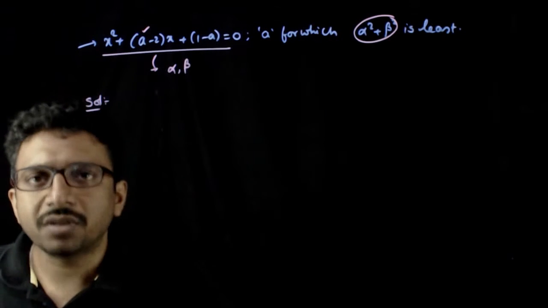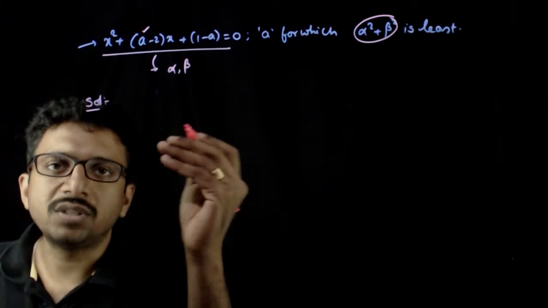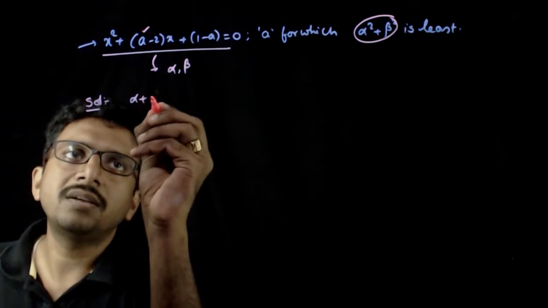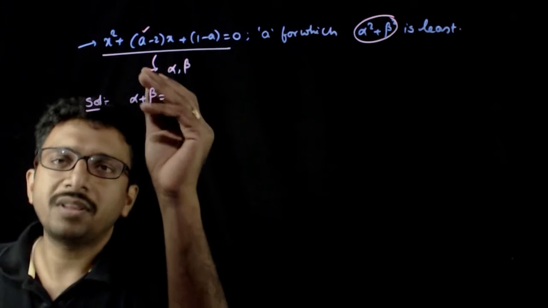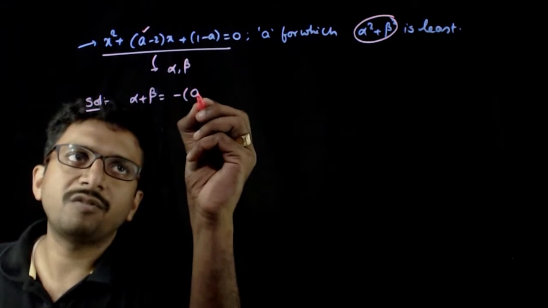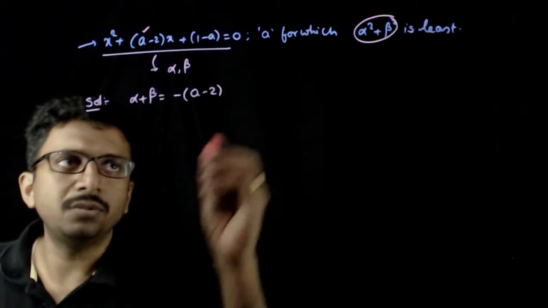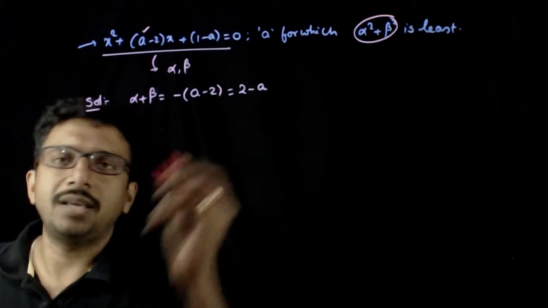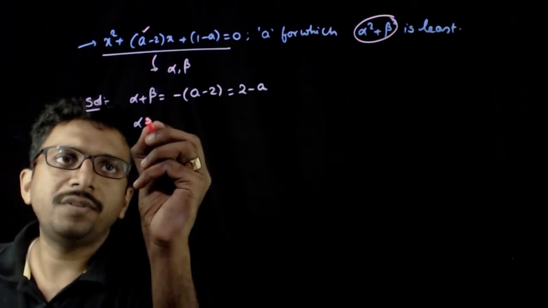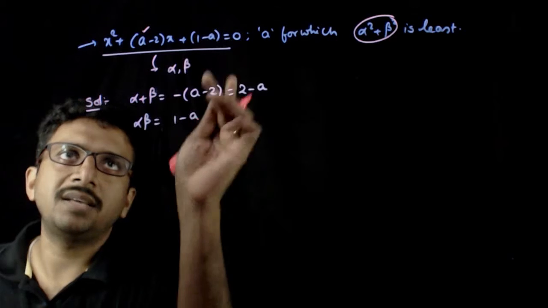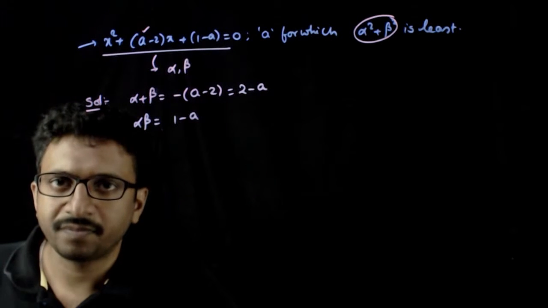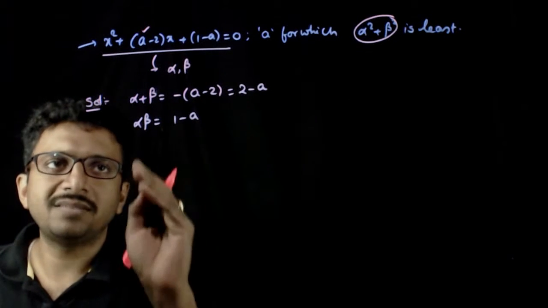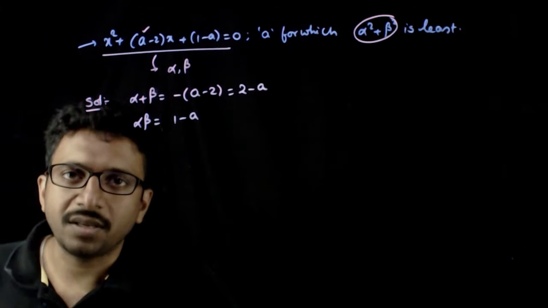So this question depends on the concept of the sum of the roots and product of the roots. So we know that the sum of the roots of the quadratic expression is minus of b by a, so minus of (a minus 2), that is equal to 2 minus a. And the product of the roots is equal to c by a, which is 1 minus a. So sum of the roots is 2 minus a and the product of the roots is 1 minus a.